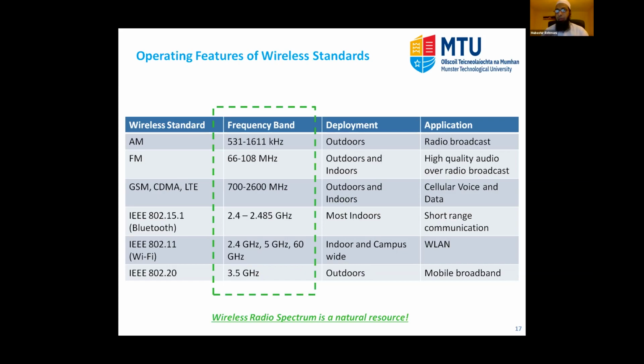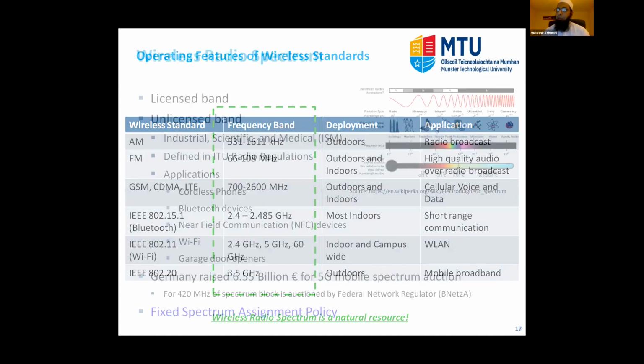So this frequency band is basically a natural resource. Like other natural resources, we have petrol, we have minerals, we have gold, silver. So all these are natural resources. In a similar manner, this wireless radio spectrum is also a natural resource.